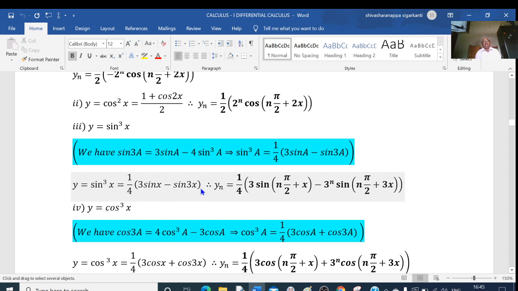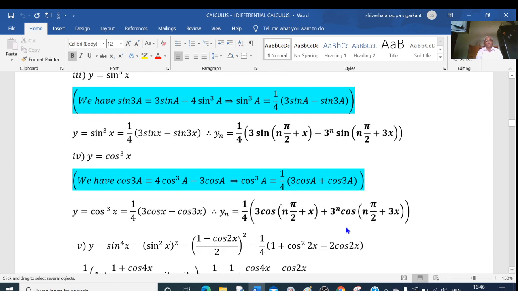Now we can find the nth derivative of this. So therefore yn equal to 1 by 4 as it is, 3 sin x nth derivative: 3 as it is, constant, into sin x nth derivative, sin of n pi by 2 plus x, minus nth derivative of sin 3x is 3 power of n into sin of n pi by 2 plus 3x. So this is the nth derivative of sin cube of x.